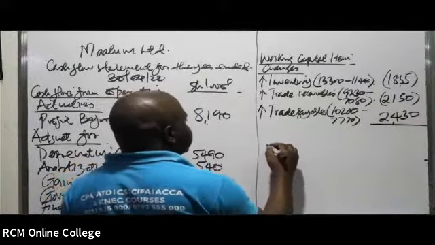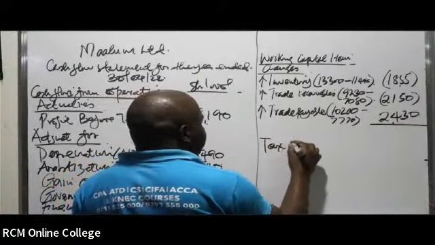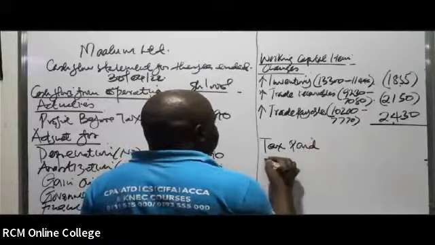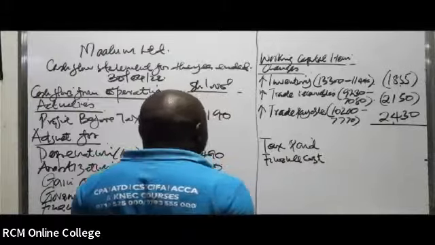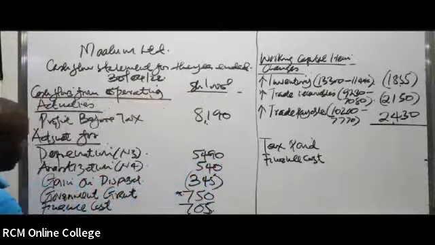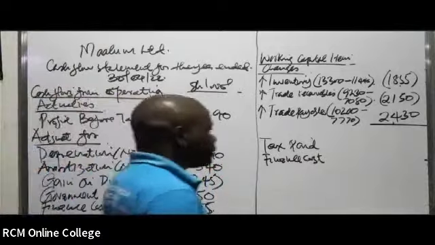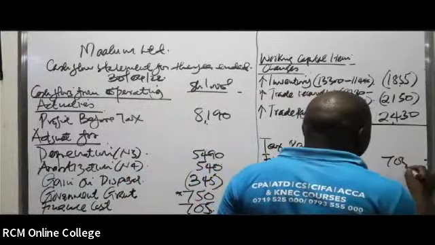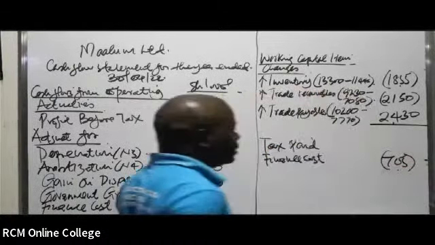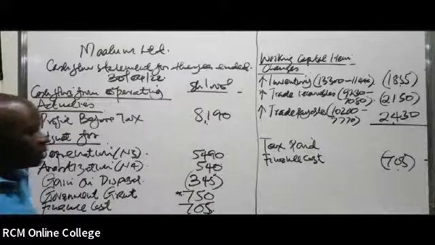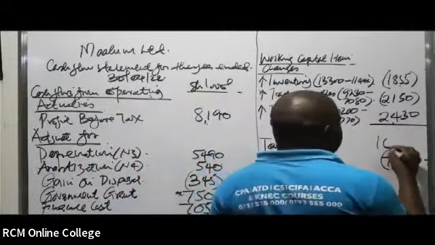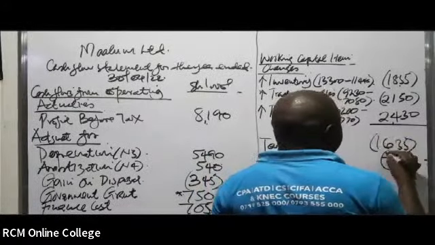Then now we can consider the tax paid and the finance costs. For the finance cost, there was no adjustment, so you just pick this figure, 705, and deduct it. For the tax paid, we had calculated and I think we were getting 1635. So both of them you deduct.